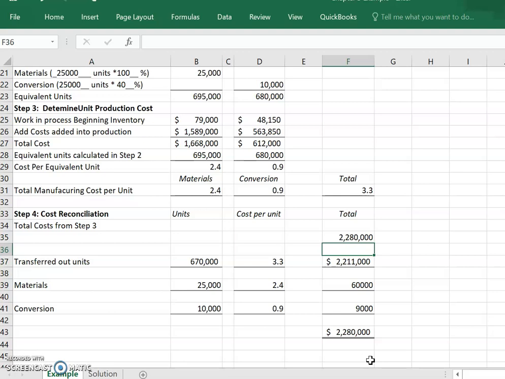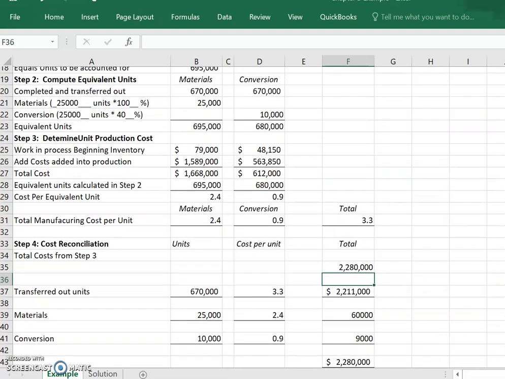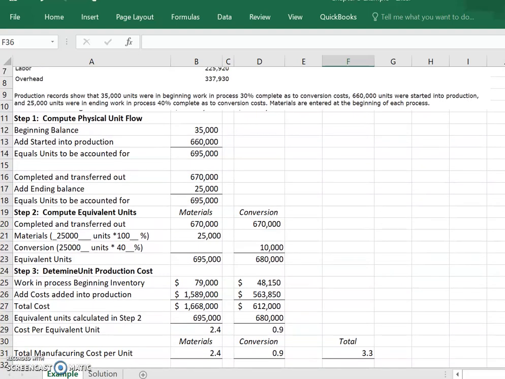In part C of this problem, they want you to then prepare a production cost report for the assembly department. And all of that is basically doing is everything we've just done, just a little bit all in one form. So if you have all of this information, you can fill in part C as well.